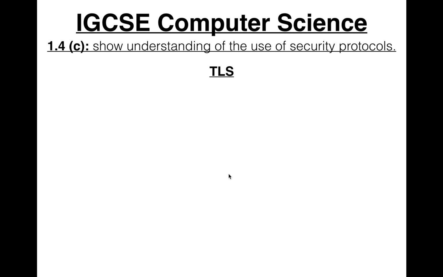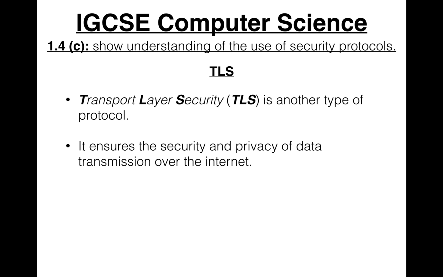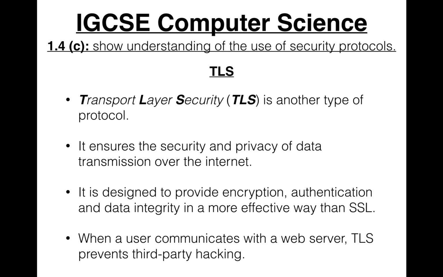TLS stands for Transport Layer Security. It's another type of protocol. It ensures the security and privacy of data transmission over the internet. It's designed to provide encryption, authentication, and data integrity in a more effective way than SSL. SSL is a little bit older, TLS is a bit newer, and we'll also go through SSL versus TLS at the end, to see what TLS also provides that SSL doesn't. When a user communicates with a web server, TLS prevents third-party hacking.